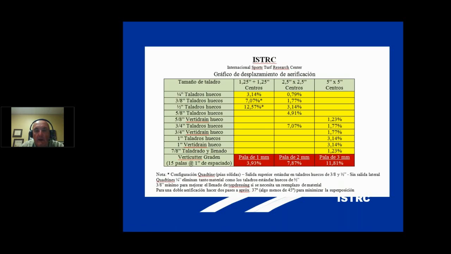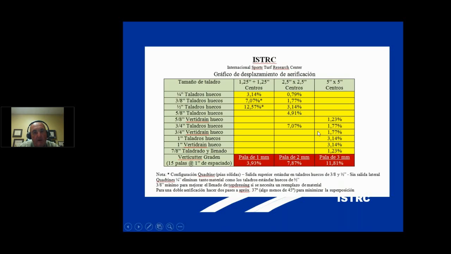Okay, and we see that the old 1/2 inch on 2 1/2 by 2 1/2 is also 3.14. And if we went with a 1 inch Verti-Drain on 5 by 5, which is pretty solid and standard, or with a drill and fill, then that's also 3.14. So all of a sudden you're going, what happens if I can use a smaller tine on tighter spacing and end up affecting the same amount of surface area?